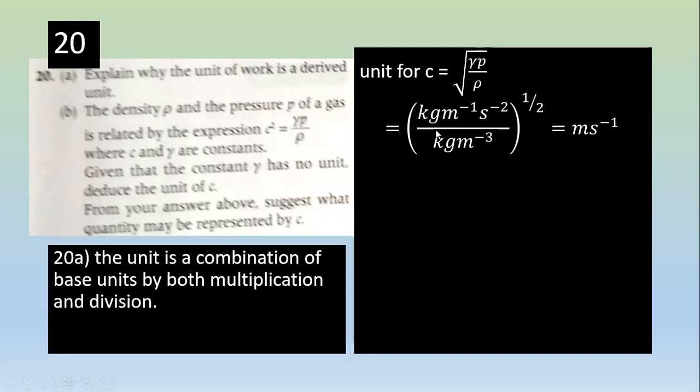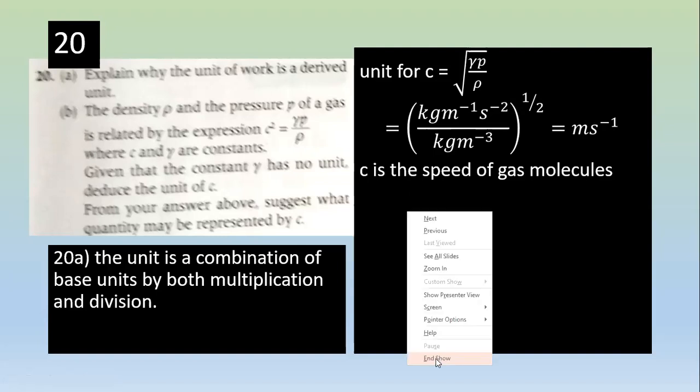So kilogram cancels off. This one taken to the top is plus 3 minus 1, square root that. I still have meter. Plus 3 minus 1 is 2, m to the power 2. Square root of that is m to the power 1. Then square root of this one is minus 1. So the unit of speed. C is the speed of the gas molecule. From your answer, suggest what is the, we have done that. Okay, anything that is not clear?